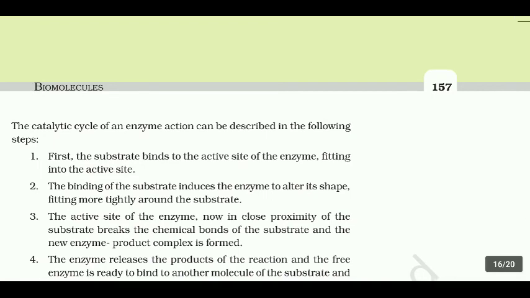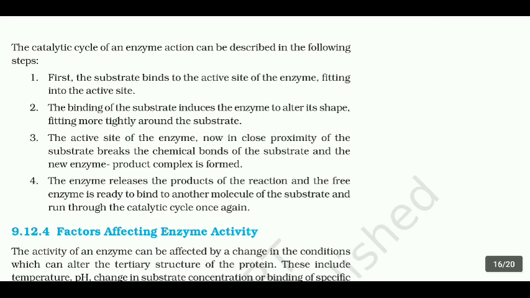Now, the catalytic cycle of an enzyme action can be described in the following steps. First, the substrate binds to the active site of the enzyme, fitting into the active site. The binding of the substrate induces the enzyme to alter its shape, fitting more tightly around the substrate. The active site of the enzyme, now in close proximity to the substrate, breaks the chemical bond of the substrate and the new enzyme-product complex is formed. The enzyme releases the product of the reaction and the free enzyme is ready to bind to another molecule of the substrate and run through the catalytic cycle once again.